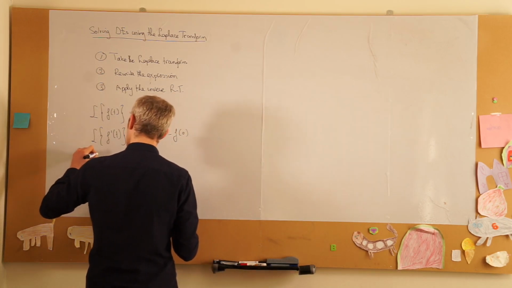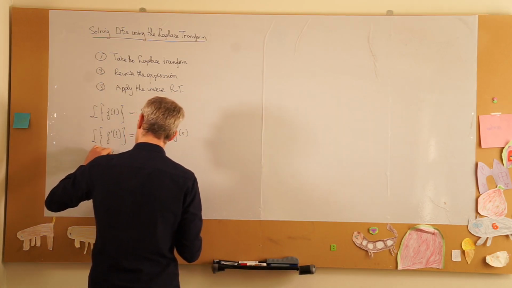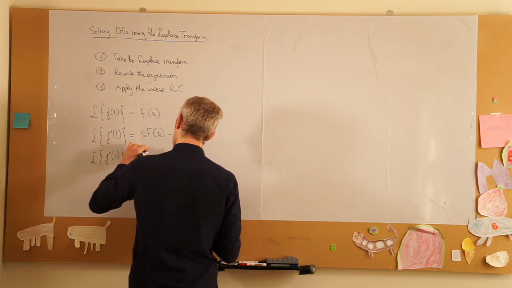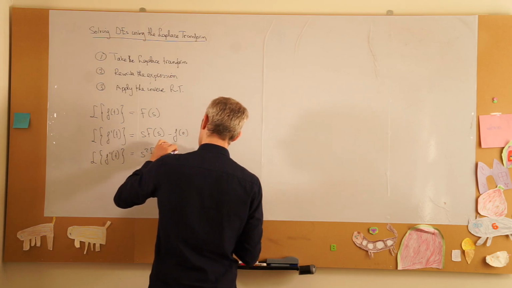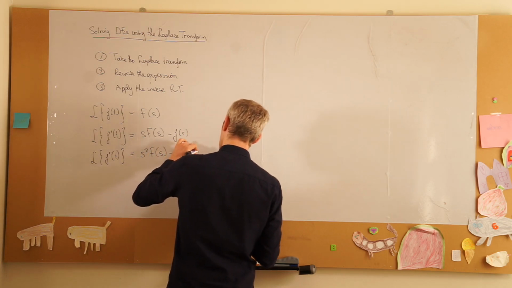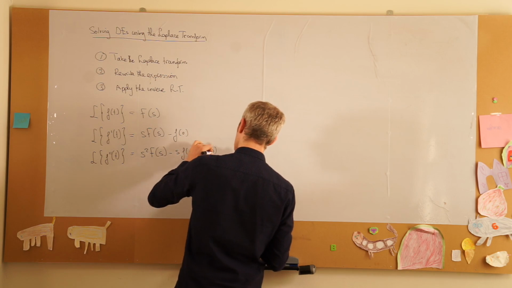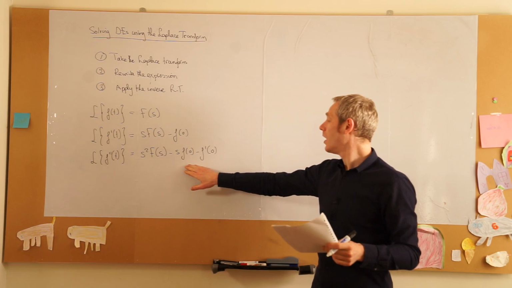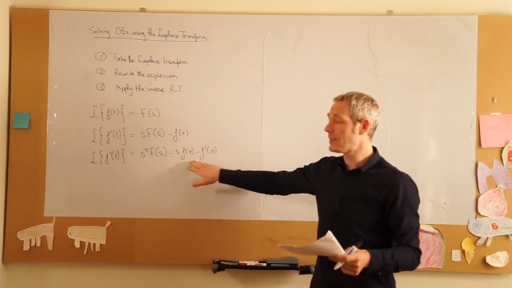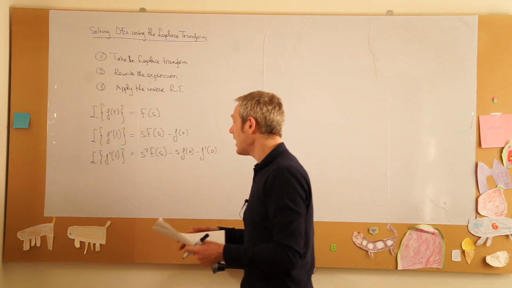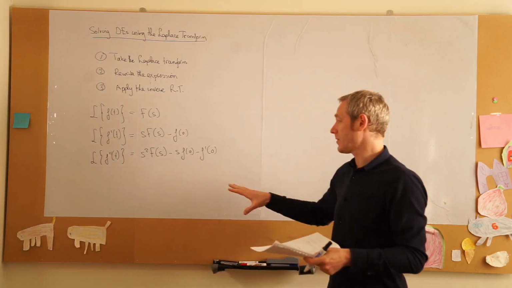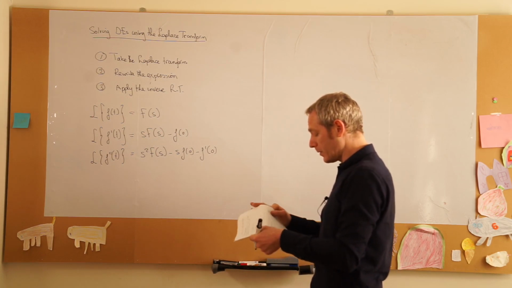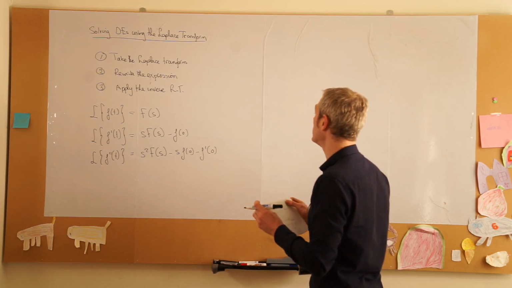We have the second derivative, and if we take the Laplace transform, we get s squared F(s) minus s times f(0) minus f prime of 0. So these are the initial conditions of the function itself and of its first derivative. For any higher derivatives, there's a formula, and I'll refer you to the book for this. But we will take a first example.